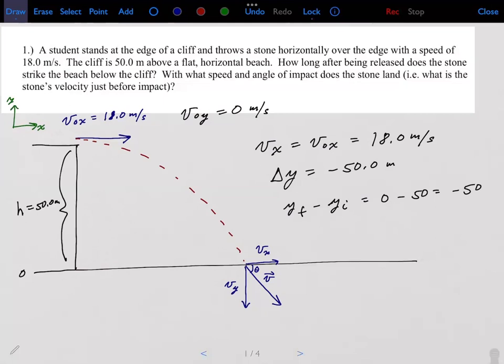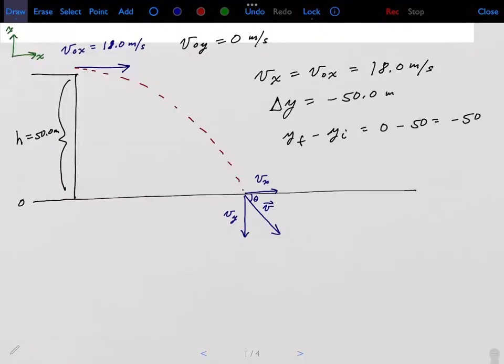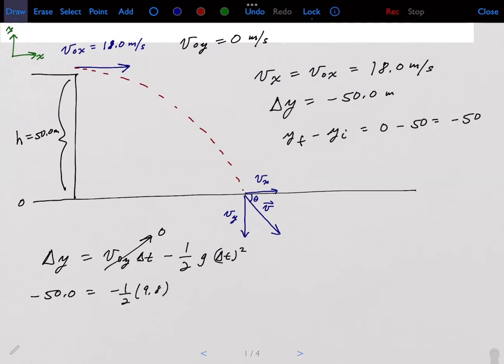Okay, do we have enough information here to figure out the time? Yes. If we use the y direction, we can figure out the time, because we know this equation. We have delta y equals v naught y delta t minus 1/2 g delta t squared. V naught y is 0, so that term is 0. There's no velocity in the y direction. And then if I plug in here, this is negative 50. This is going to be negative 1/2 times 9.8 times delta t squared.